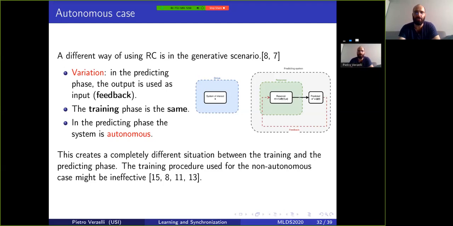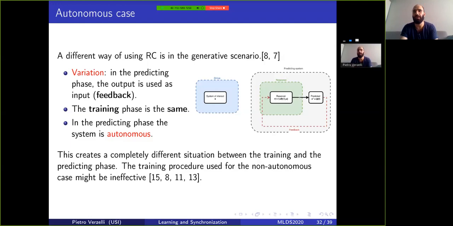And this is a really different framework because autonomous systems really have different properties and really different behavior compared to the non-autonomous one. But what some people are doing is that they train the system the same way. So the listening phase is the same, the training phase or fitting phase is the same, but then the task is completely different because now the system is autonomous. It needs to go by itself.